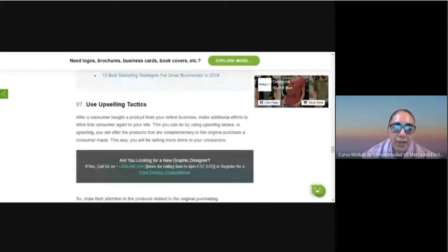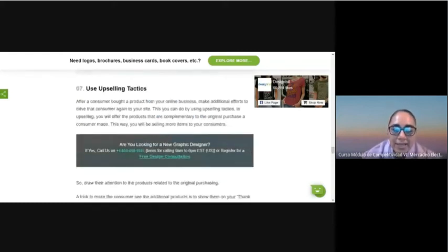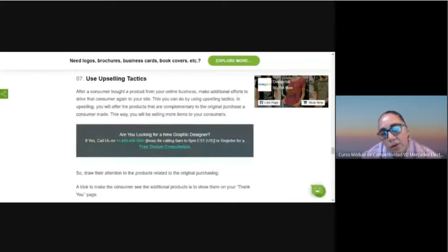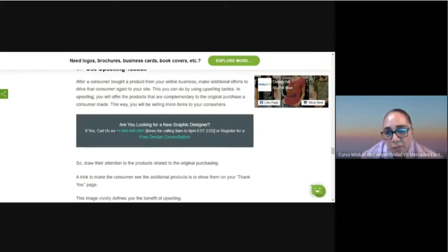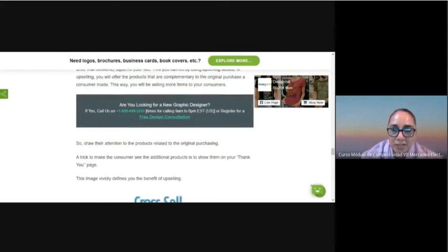The last step is to use upselling tactics. After a consumer buys a product from your business, make an additional effort to drive that customer again to your site. You can give feedback to your customers and give probably some type of discount, or offer a special offer if this customer comes back to your site. This way you can do it by using upselling tactics. In upselling, you will offer products that are complementary to the original purchase a consumer made. This way you will be selling more items to your customers.